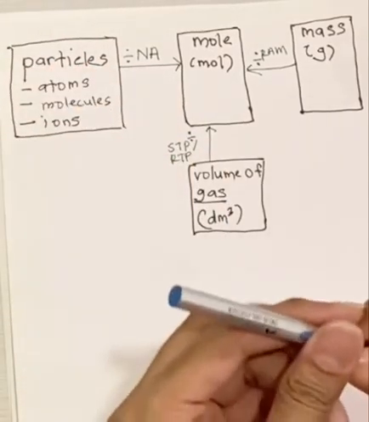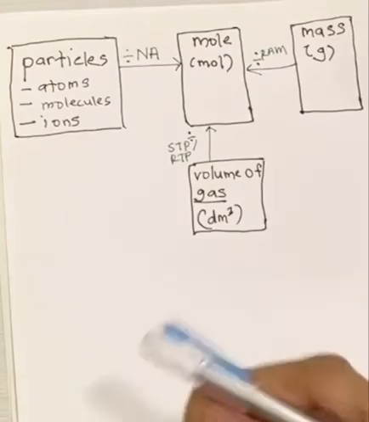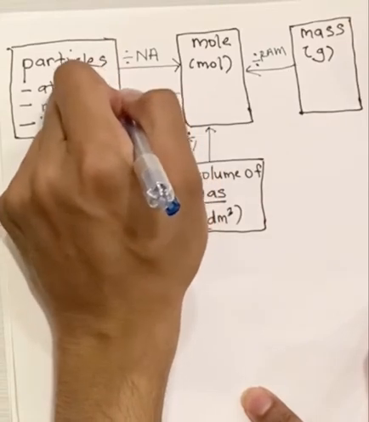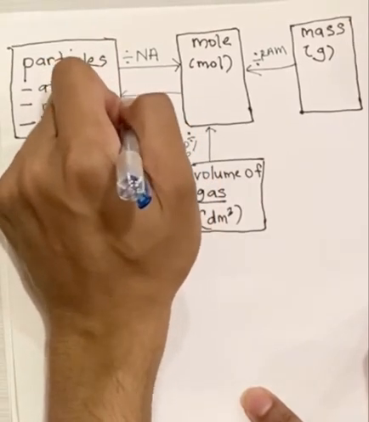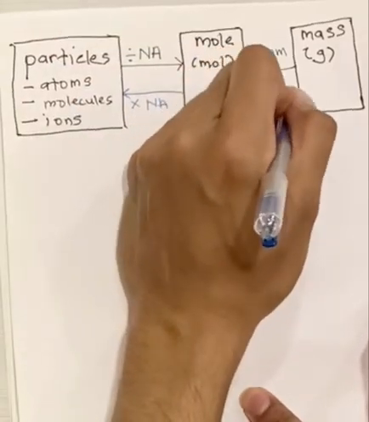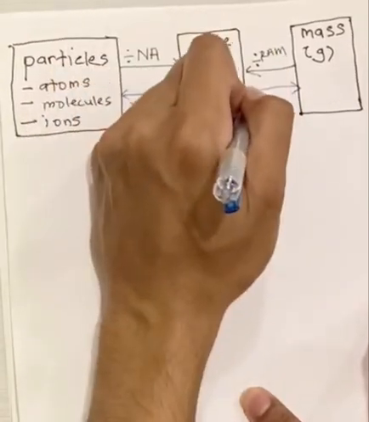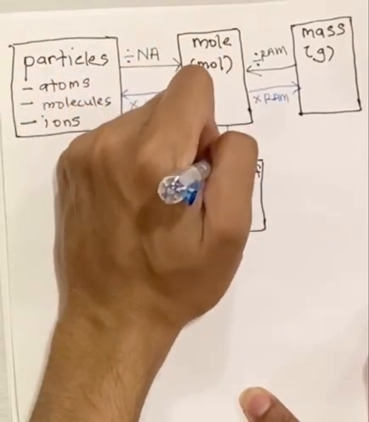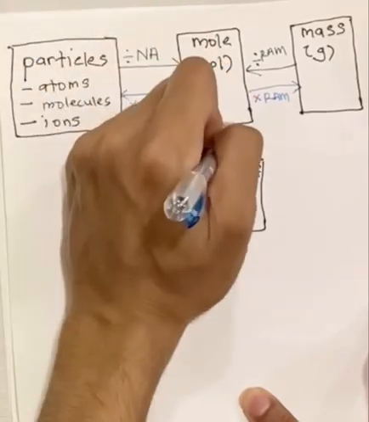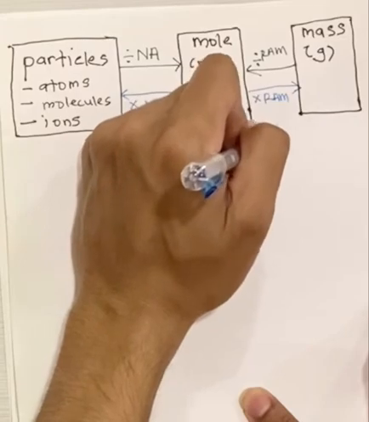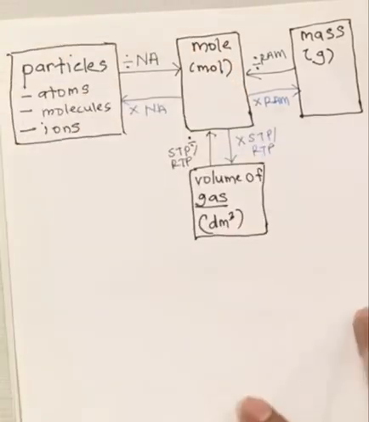A mole, when you're going to something else, it's always times. So this way is going to be times the Avogadro constant. This way, from mole going to the mass, you're going to multiply by the RAM or molecular weight. Going down to find a volume, you're going to times with the STP or RTP constant. Okay, understand guys, this is all you need.